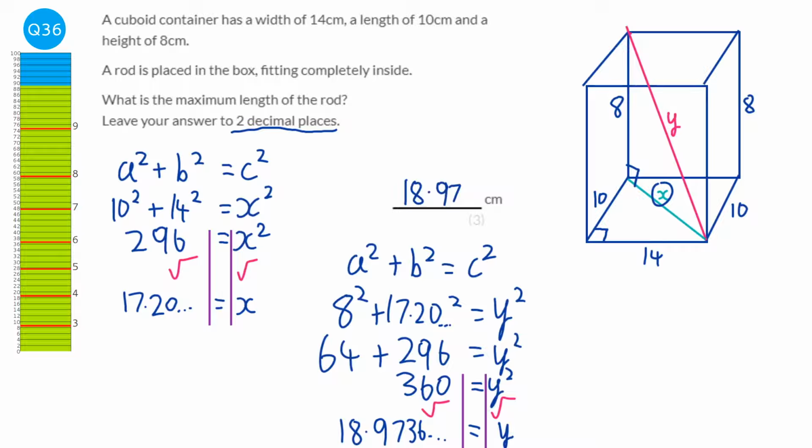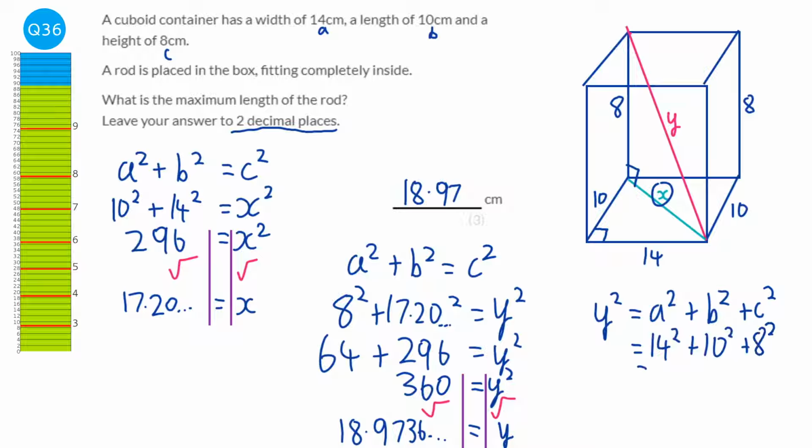Now a different way we could have done this is we could have worked out y straight away. I'm going to label the sides A, B, and C. And what you can do is you can do y squared equals a squared plus b squared plus c squared. It's basically the width squared plus the length squared plus the height squared. And so we would have had 14 squared plus 10 squared plus 8 squared. And when you've done that, you would have got 360. And this would be y squared equals. And then when I put the solving lines in, I would have done the same thing, square rooted both sides, and you obviously would get the 18.973 blah blah blah again, and then you would have written down the answer.